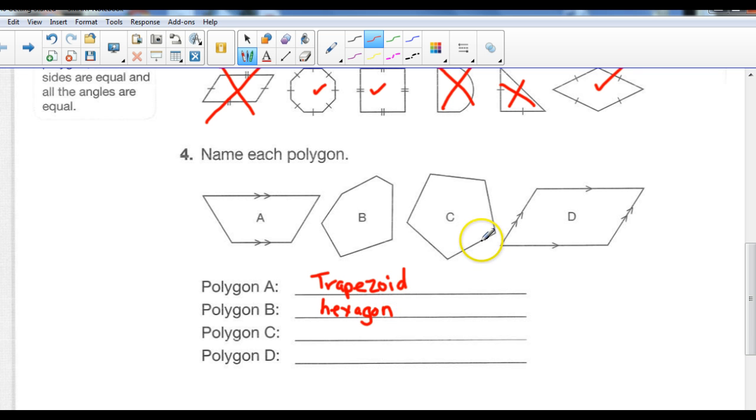Hexagon. This one has 1, 2, 3, 4, 5. This is a pentagon. And this is 1, 2, 3, 4. So we can call this a quadrilateral.